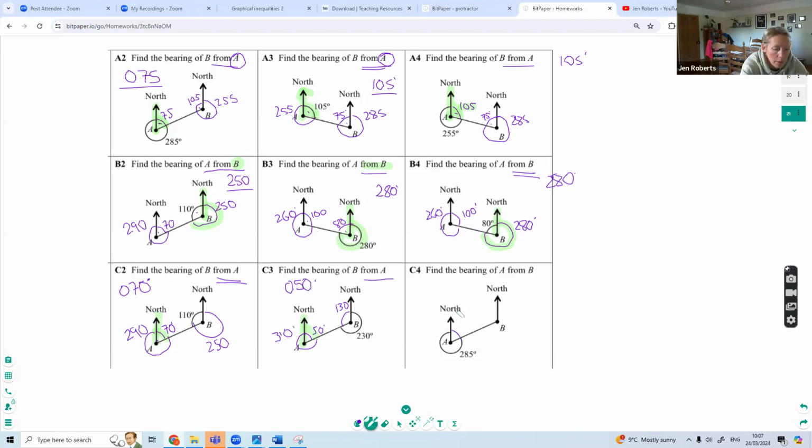Again, let's start with putting all my information in. 75 here. I think we're used to doing this by now. 105. Right, which bearing do we want actually? A from B. So we're going from B. There's B. Clockwise, 255.